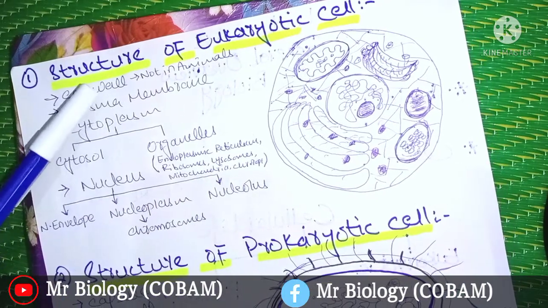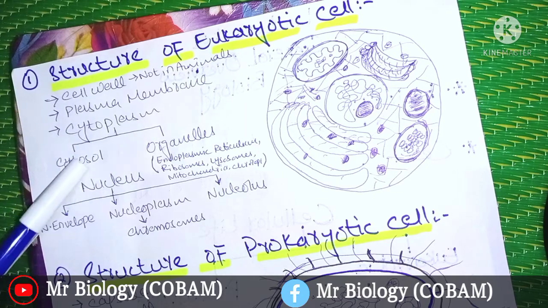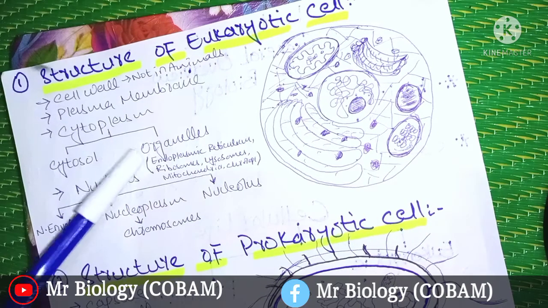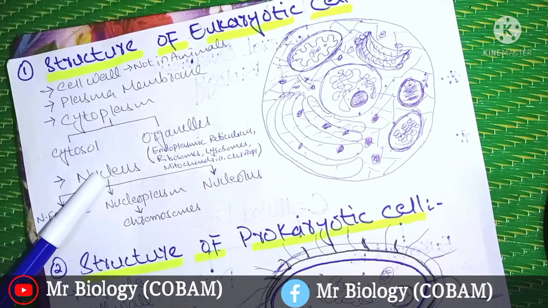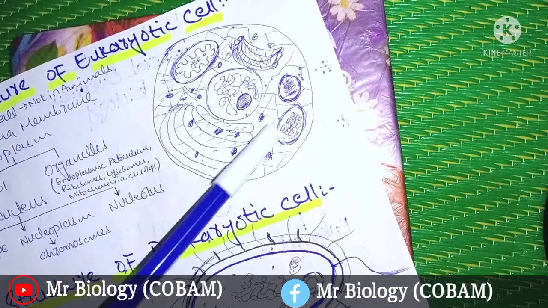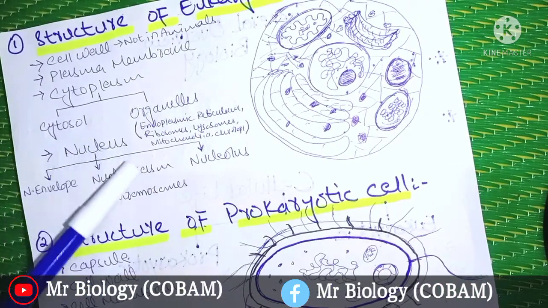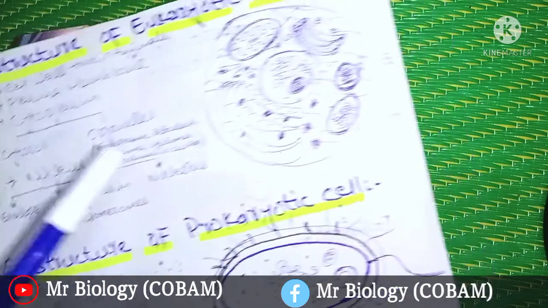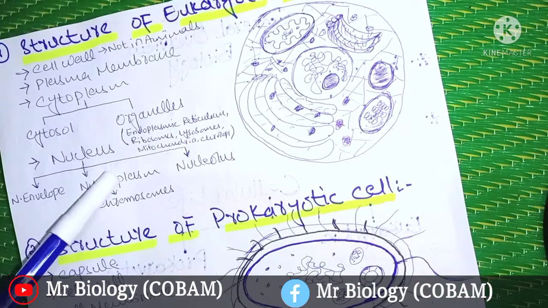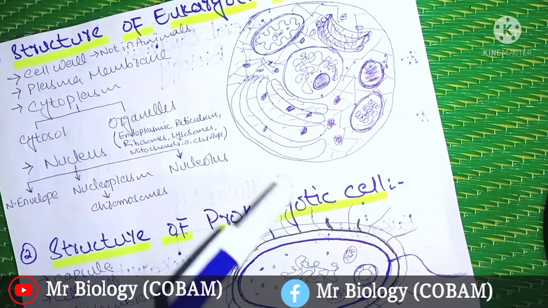So the eukaryotic type of cell has a cell wall, it has a plasma membrane, it has cytoplasm, and in the cytoplasm it has cytosol and organelles. Cytosol is basically the ground in which these organelles are present. Now another type of organelle is the nucleus, that is the center. This central organelle is called the nucleus, and in the nucleus we have a nuclear envelope. The boundary of this nucleus is called the nuclear envelope, and we have a nucleoplasm in which we have the genetic material, that is normally chromosomes, and a nucleolus.